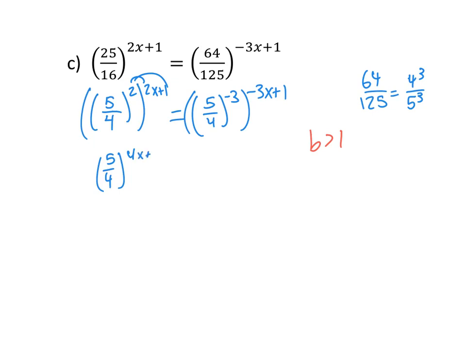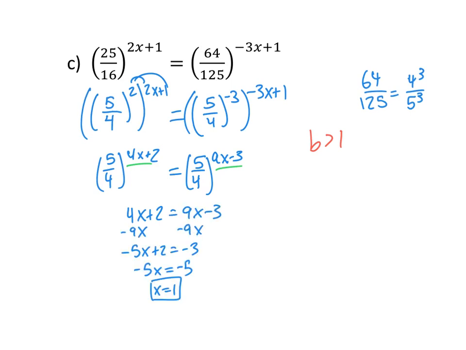So I have 4x plus 2 for my exponent on the left, and I have 9x minus 3 for my exponent on the right. Now I'm at the point that I can set those expressions equal to one another. 4x plus 2 equals 9x minus 3, and I can solve. And I get x equals 1.